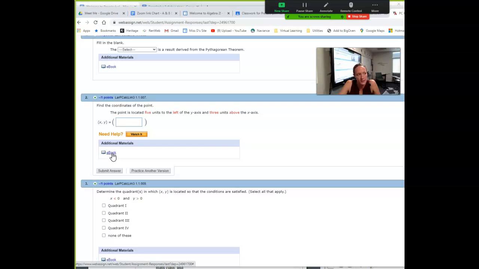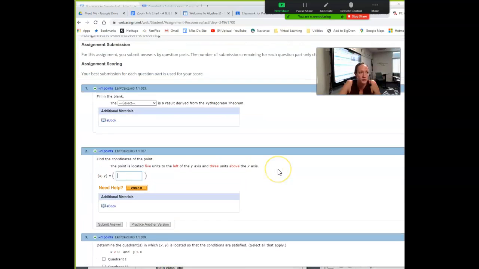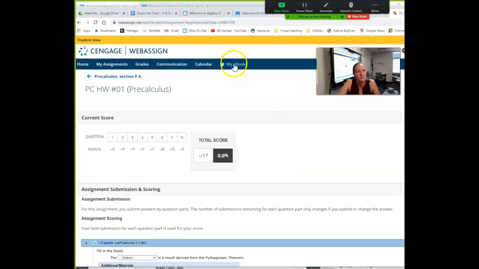If you want to look up something, or some of you just aren't in the States and can't have your textbook, you have an ebook through WebAssign. That's another really important reason that we're using it. Let me pause for just 1 second.